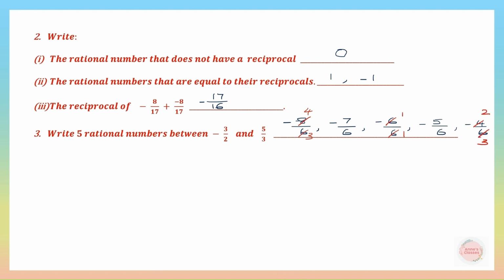So what do we get as a final answer? Here we get minus 4 by 3. Then we have minus 7 by 6. Then we have minus 1. 1 by 1 is 1. Minus 1. Minus 5 by 6. And minus 2 by 3. So this will be a final answer.